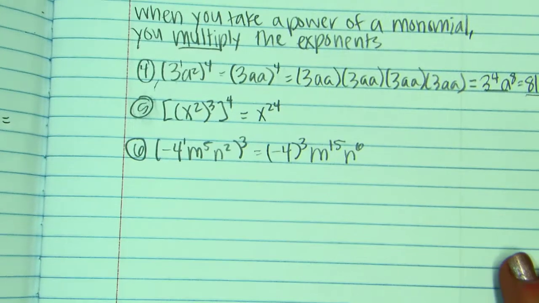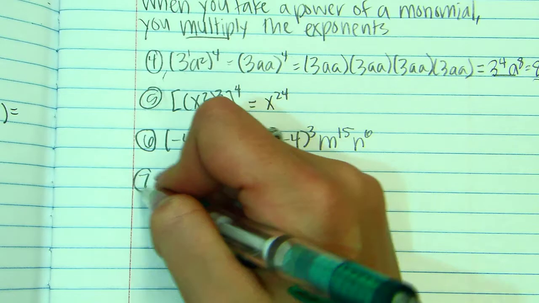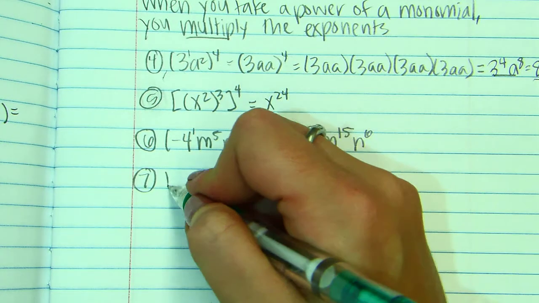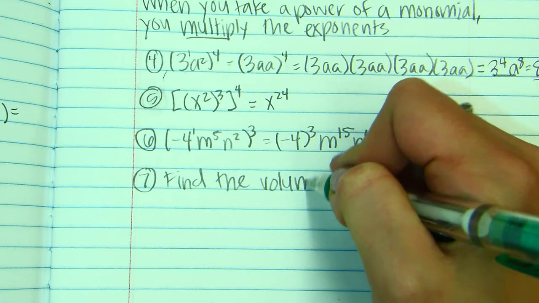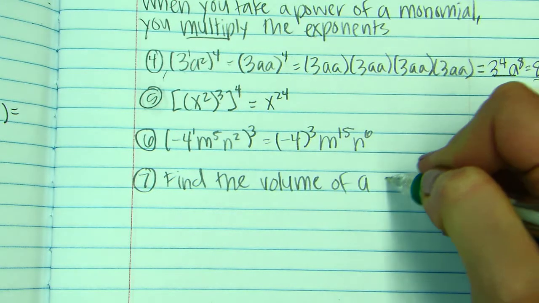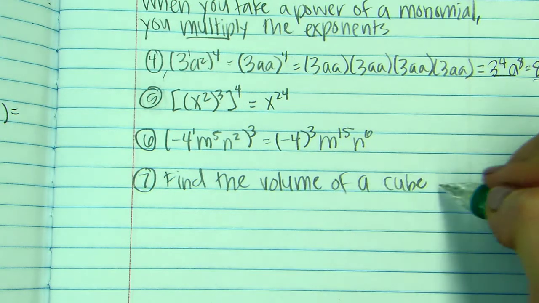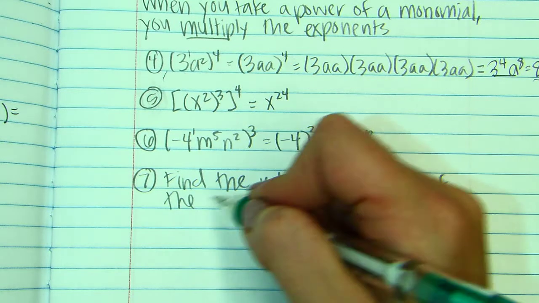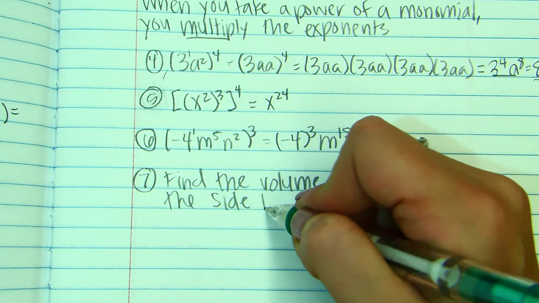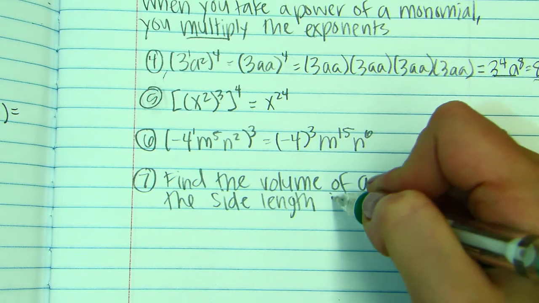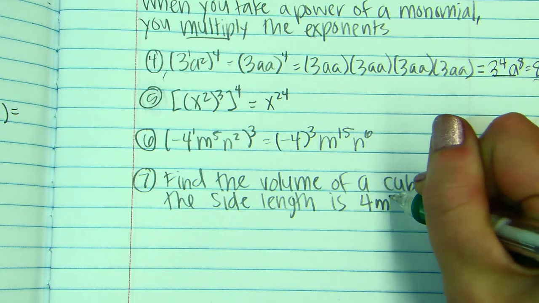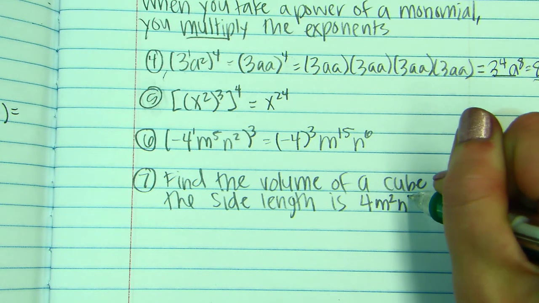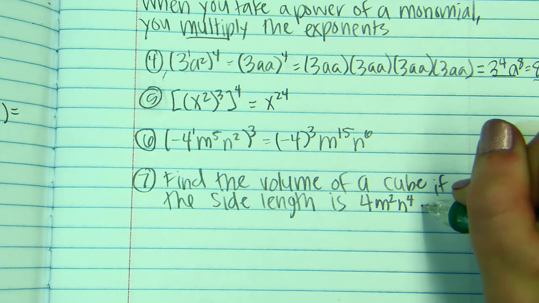And we're going to do one more example. For example 7, let's say find the volume of a cube if the side length is, let's do 4m squared n to the 4th inches.